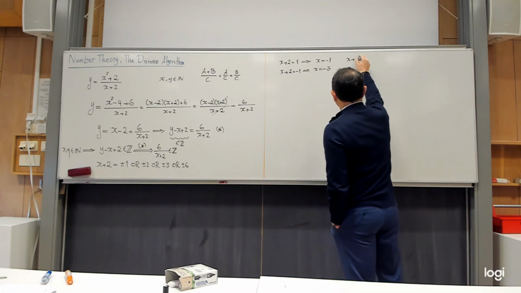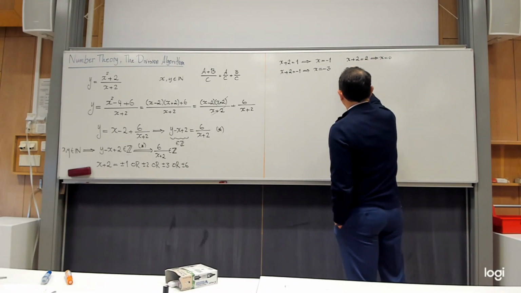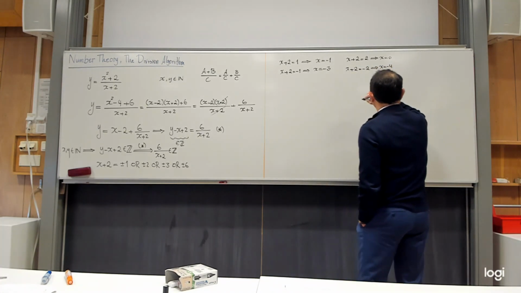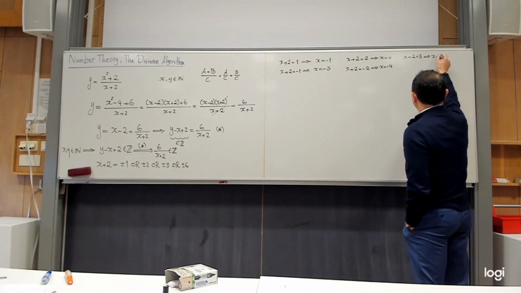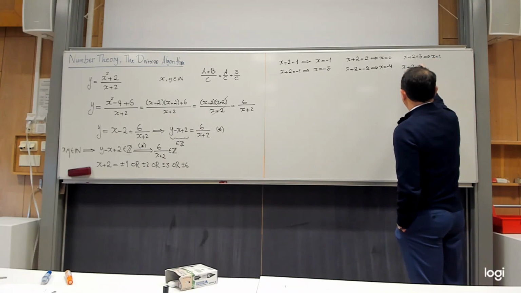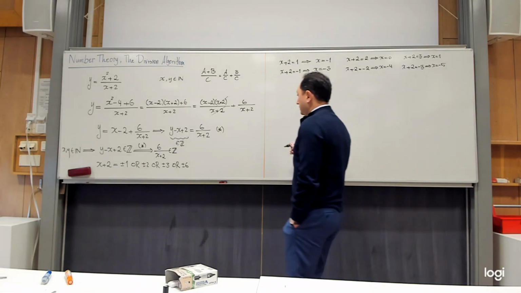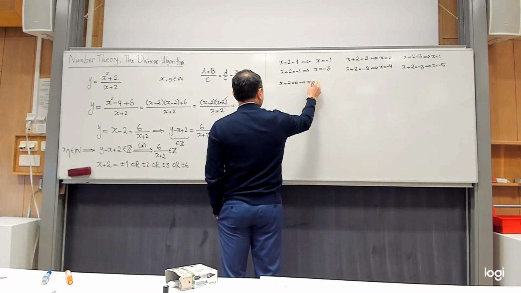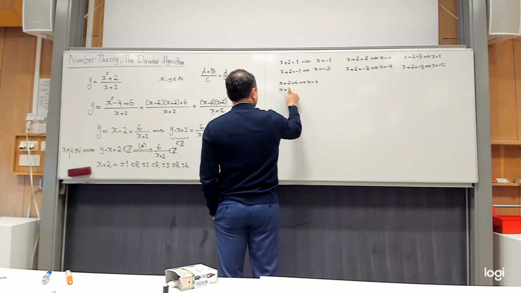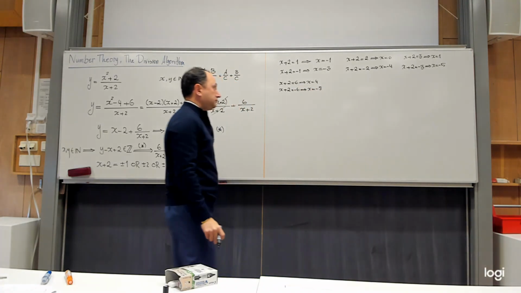X plus 2 is 2. This implies that x is 0. X plus 2 is minus 2. This implies that x is minus 4. X plus 2 is 3. This gives me x equals 1. X plus 2 is minus 3. This gives me x equals minus 5. And finally, x plus 2 equals 6 gives me x equals 4. And x plus 2 equals minus 6 gives me x equals minus 8.